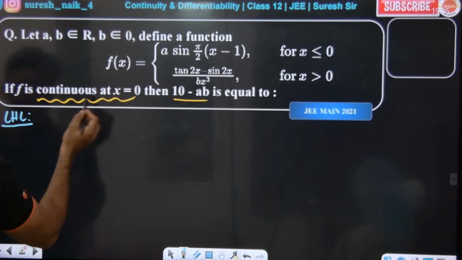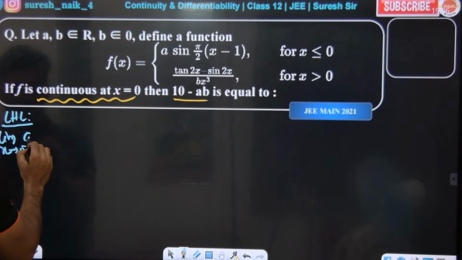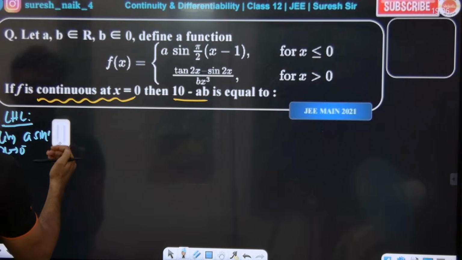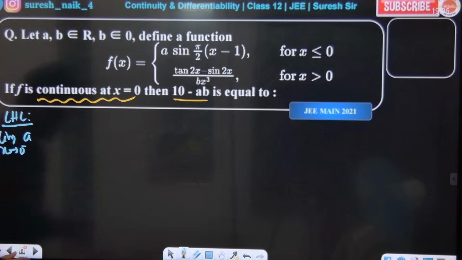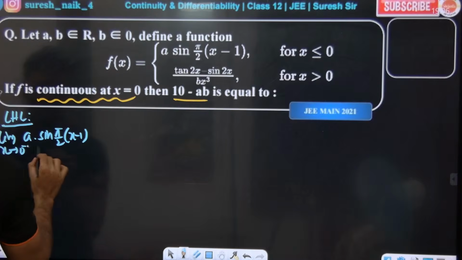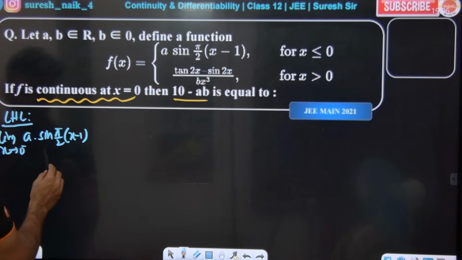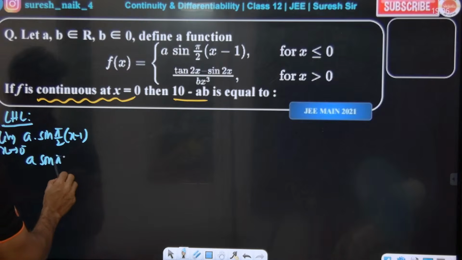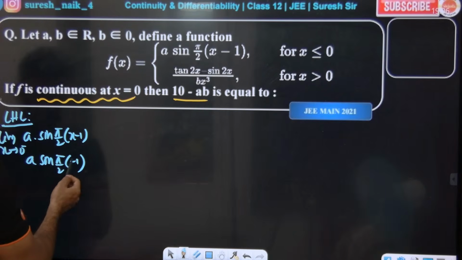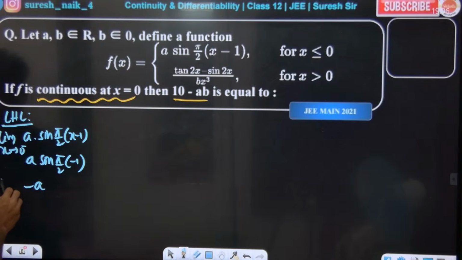LHL we need to see. LHL at x equal to 0, which means limit x tending towards 0 minus. Here these are all p by q's. Are you getting the point or not? A into sine pi by 2 x minus 1 divided by what? Putting the x value 0, sir, a sine pi by 2 minus 1. Sine pi by 2 minus 1 is basically minus a, because sine 90 is 1, into minus 1 gives minus a. So this is LHL.